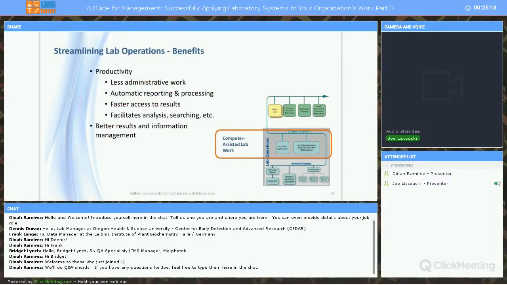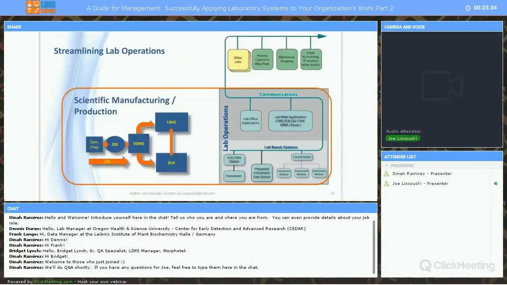The benefits for these investments at this level are productivity again, less administrative work, automatic reporting and processing, faster analysis to results, and it facilitates analysis, searching, and so on. Better results in information management are also included.